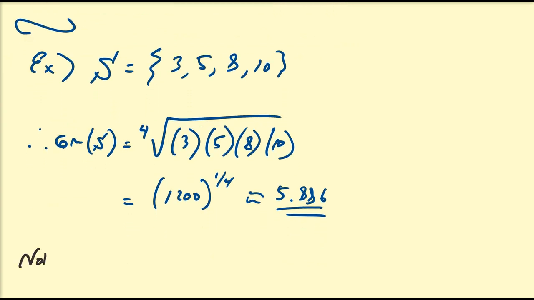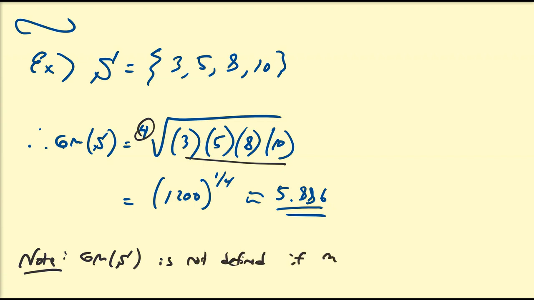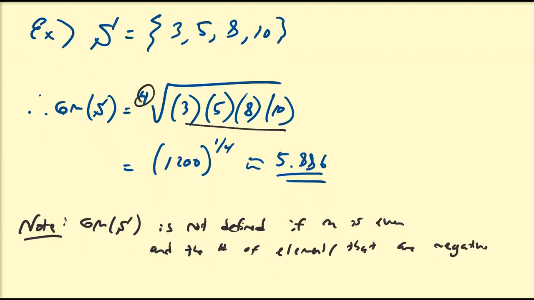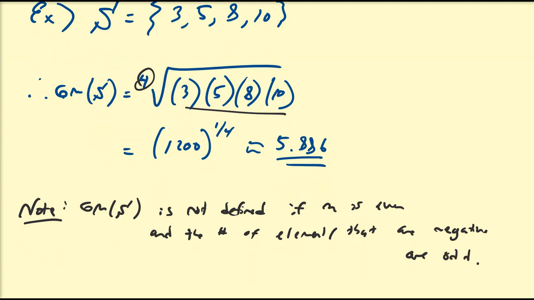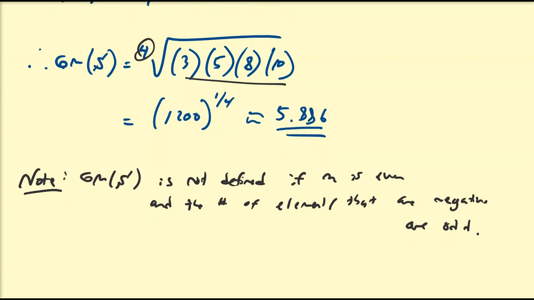One important note here, since we're taking radicals: if the index is even and the radicand is negative, then you cannot use it. So the geometric mean of a sample is not defined if n is even and the number of elements that are negative is odd. Because if you multiply an odd number of negative numbers, you're going to get a negative number back, and you can't take even roots of negative numbers.